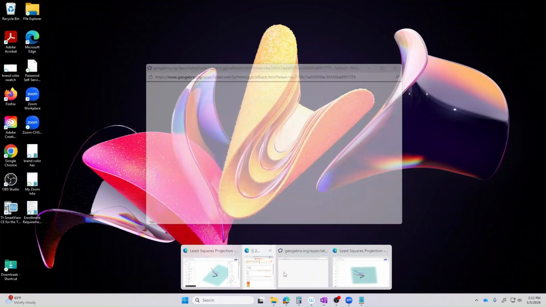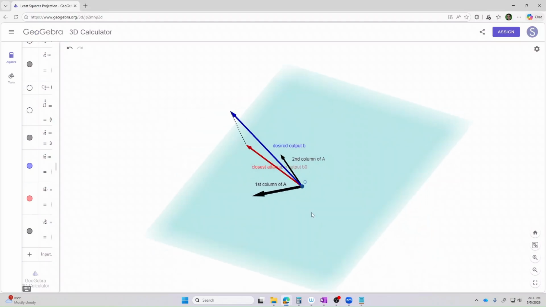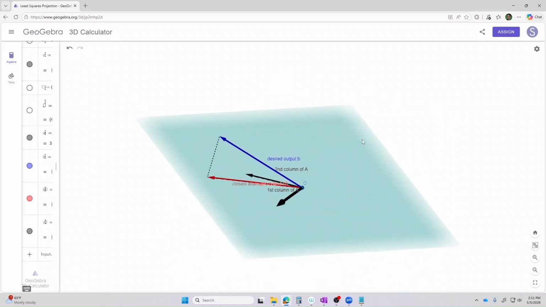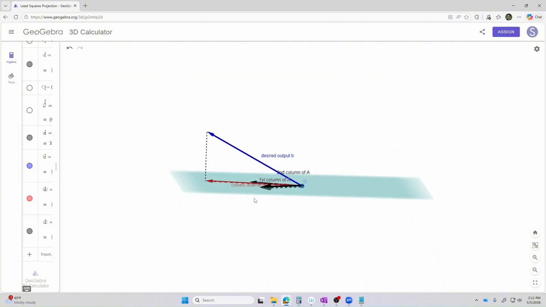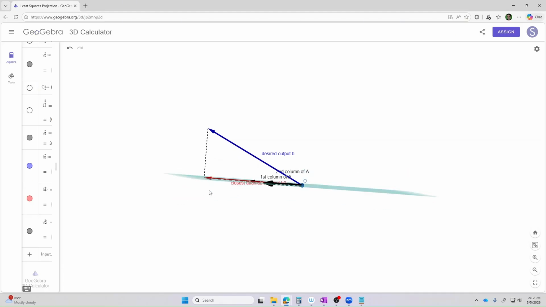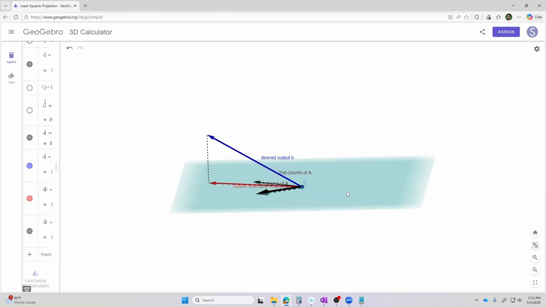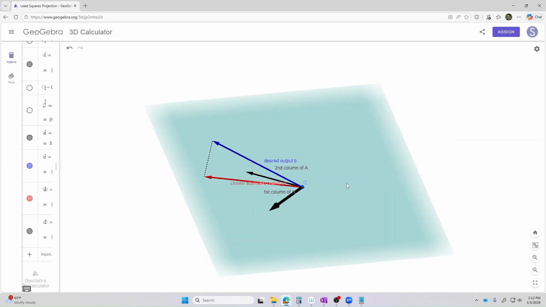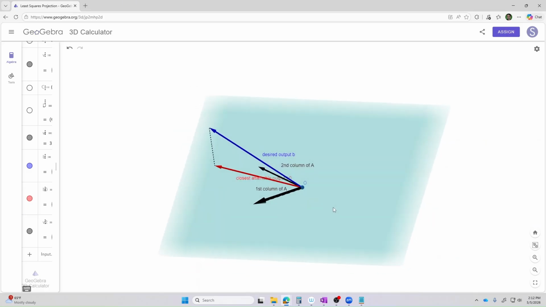And what we can see is that the red vector does lie in the column space of the matrix A. The red vector is in the span of these two columns. And the red vector is closer to B than any other vector that lies in this plane. This is basically as close to B as you can possibly get from all the vectors that lie in this column space. So this is the visualization of the calculation that we just did using the least squares method.